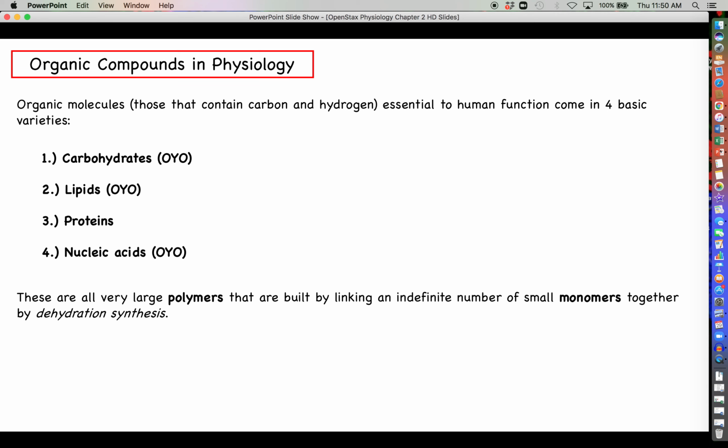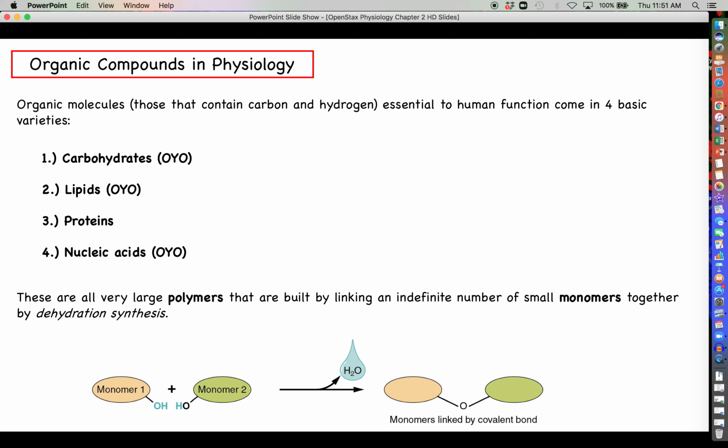Again, these are all very large polymers that are built by linking an indefinite number of individual and small monomers together by dehydration synthesis, which we discussed in the previous video. You can see the diagram here again. So all of these molecules are built by using dehydration synthesis. The identity of the monomer varies from 1 to 2 or 2 to 3 or 3 to 4, but the concept of using the dehydration synthesis is still the same.